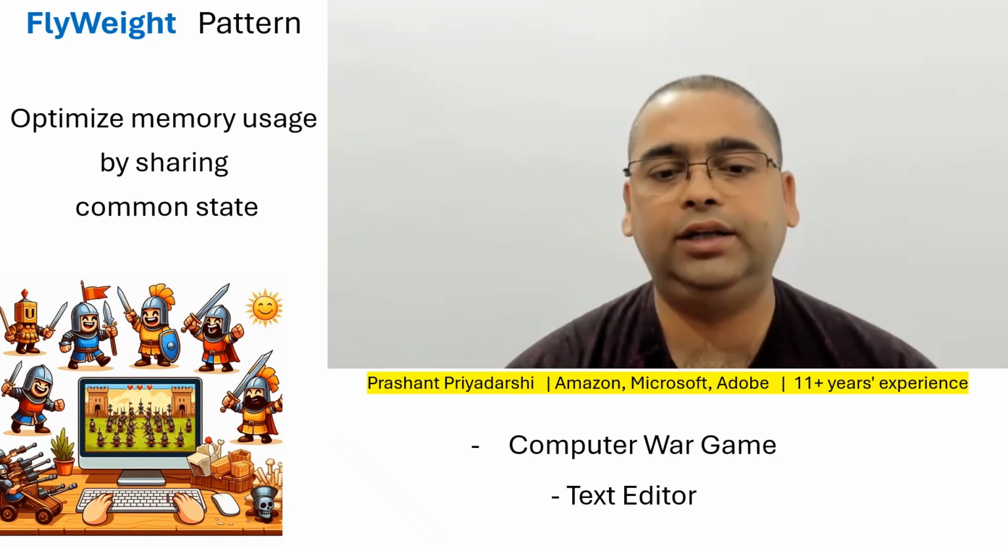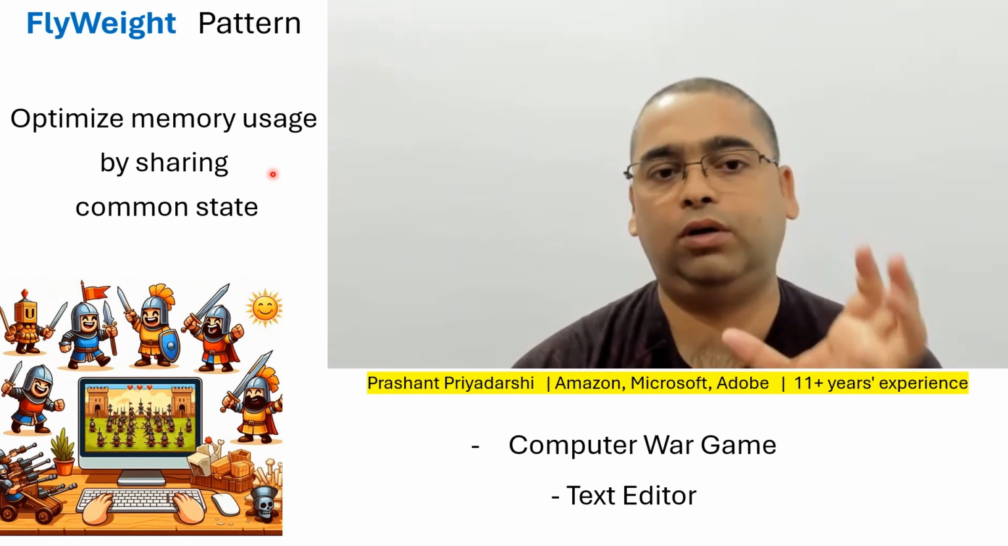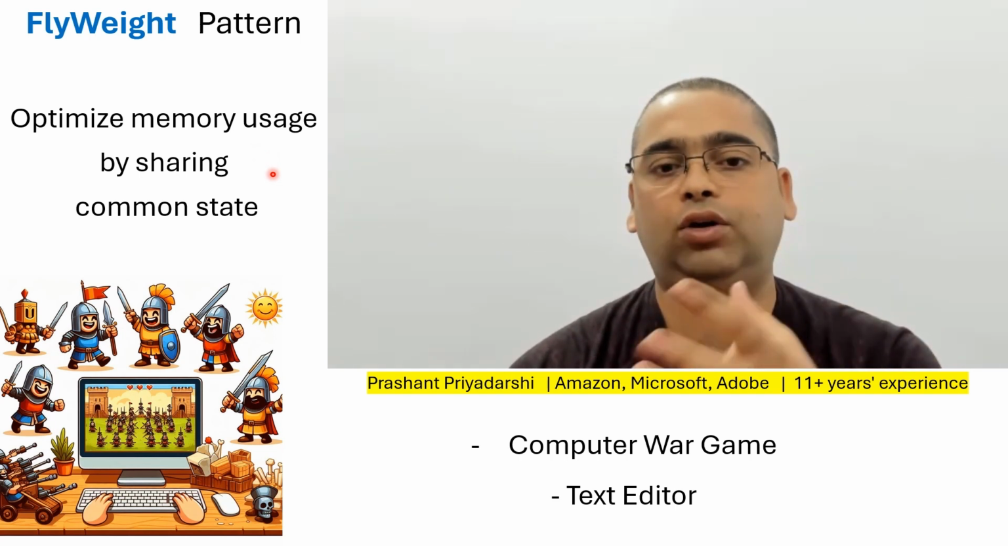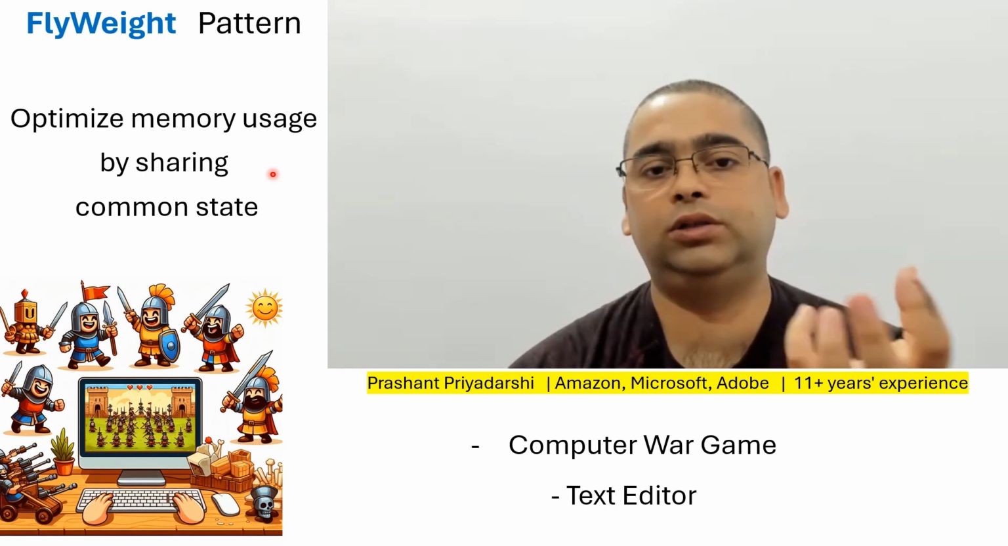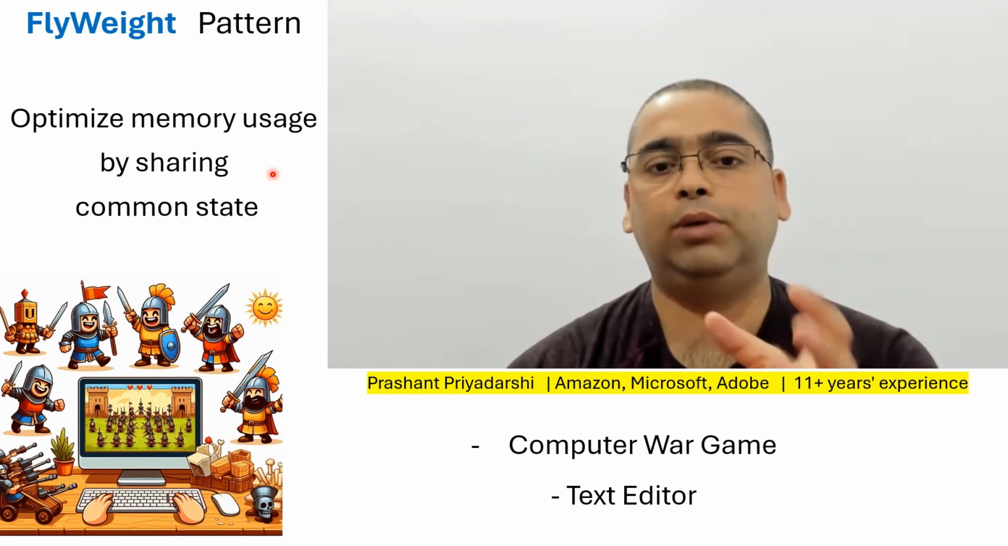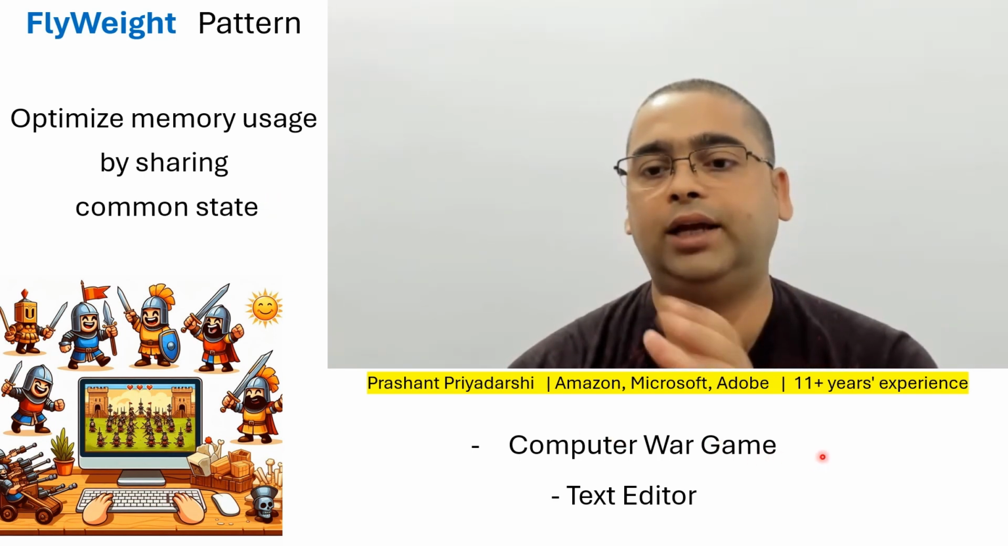We use the FlyWeight design pattern in cases where we can optimize memory usage of the overall system by sharing common state of objects. So basically we reduce the amount of memory the overall system is using by sharing the common properties of objects. Let's take the example of a computer war game like Age of Empires.